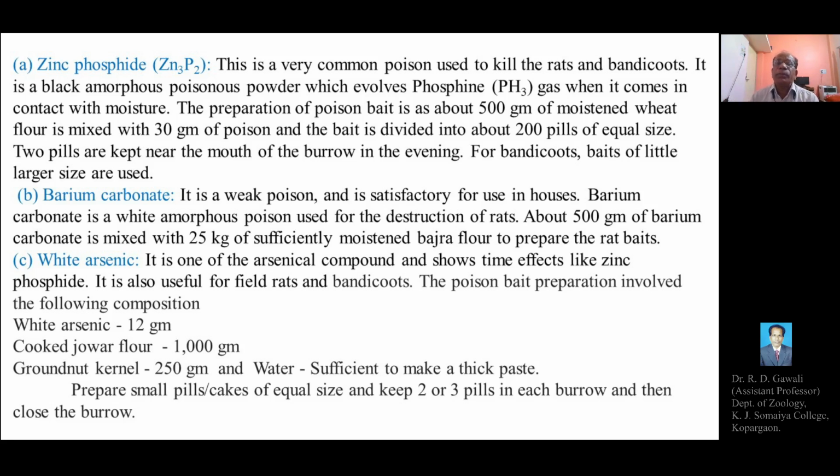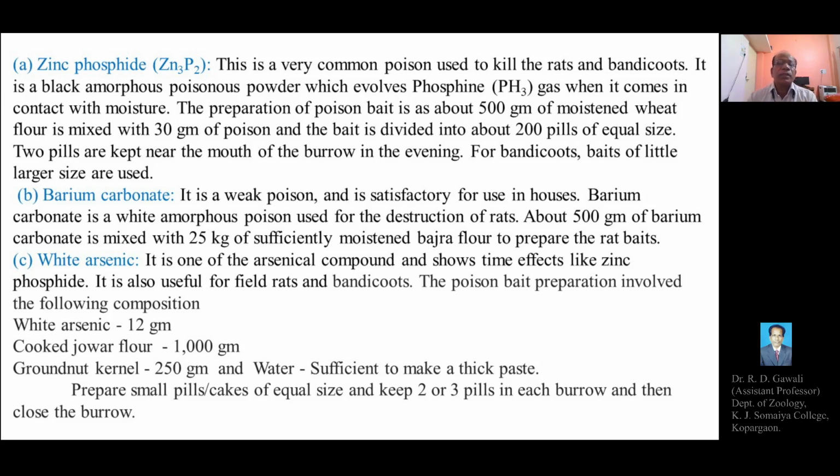So, for the use of poison baits with zinc phosphide, 30 gram of the zinc phosphide poison can be mixed with 500 gram of moistened wheat flour so as to prepare the 200 pills or poison baits of equal size, and two pills can be kept near the mouth of the burrow in the evening. For the bandicoots, the baits of a little larger size are used.